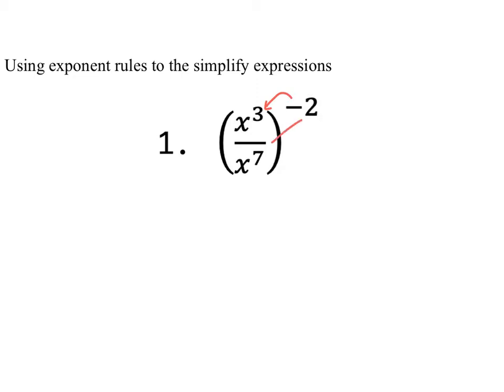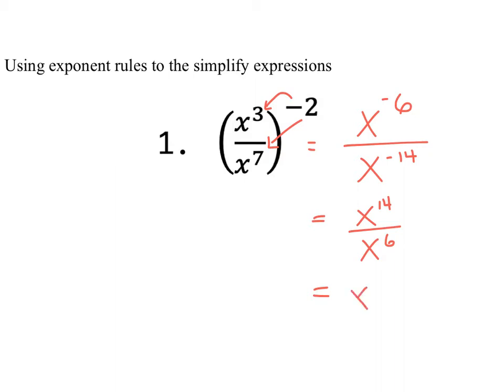My choice for this first one is to distribute the outer exponent. It's a power to a power, so I keep my base and I multiply the powers, which gives me -6 and x to the -14th. Now, I do have like bases, and I also have negative exponents. So I'm going to make my exponents positive by flipping the numerator and denominator. And now I'm going to use the division rule where I keep my base and I subtract the top exponent minus the bottom exponent. My final answer is x to the 8th.